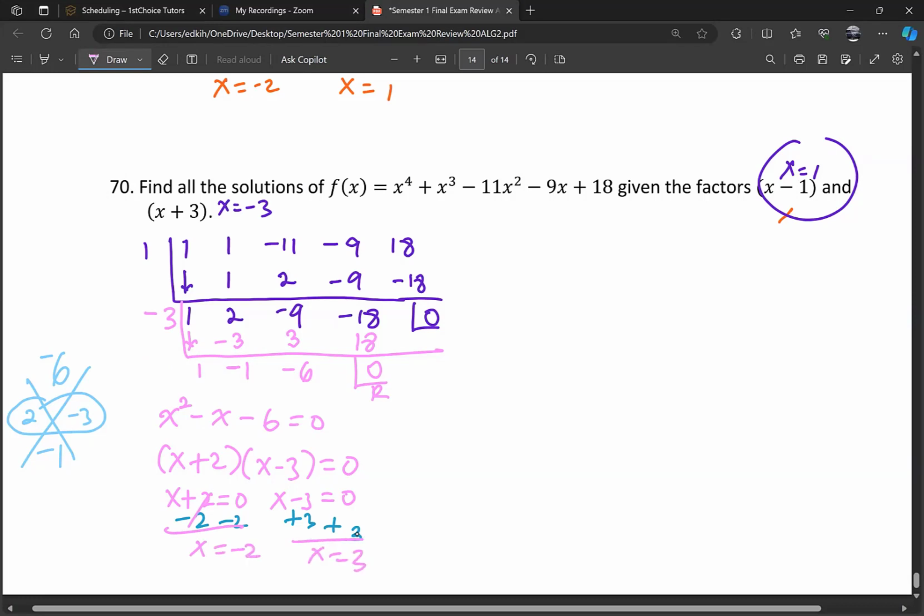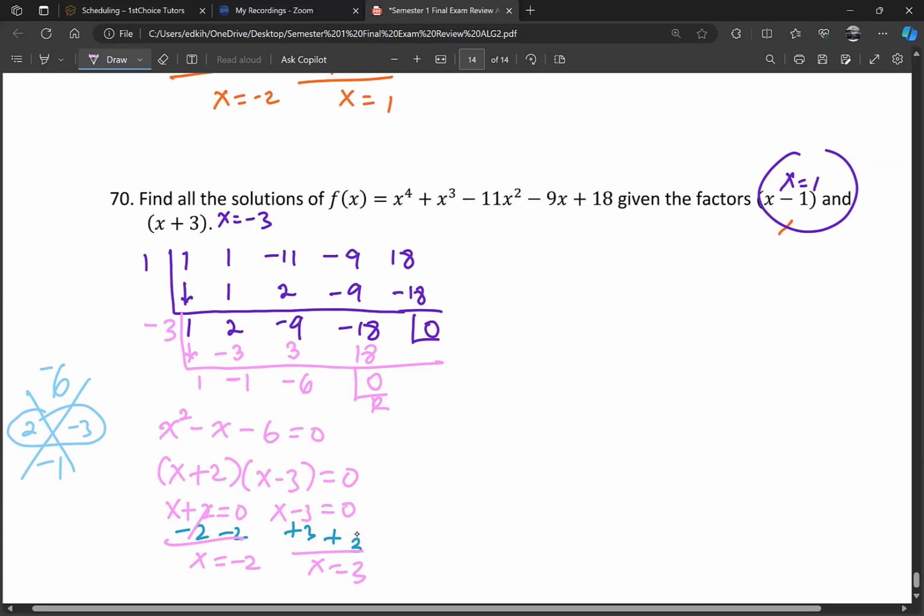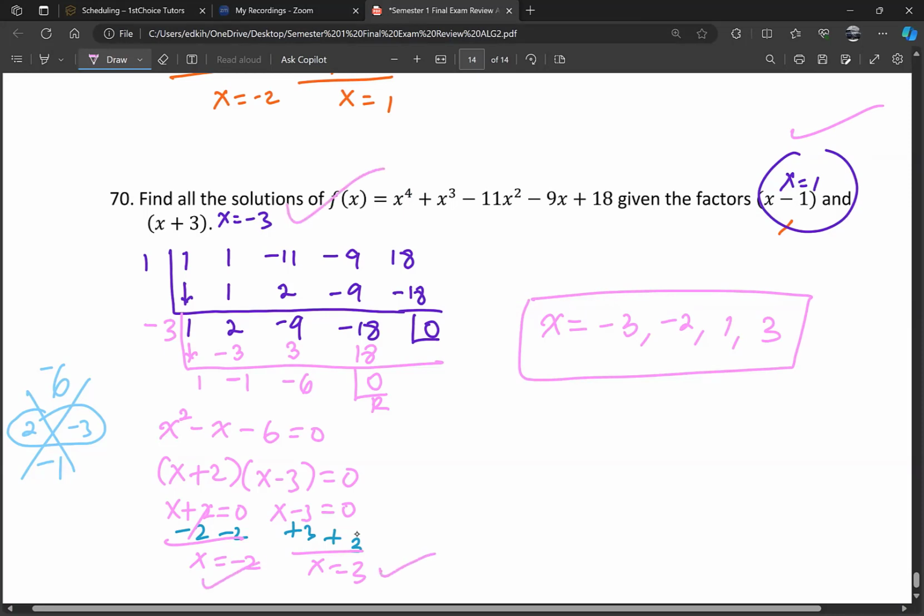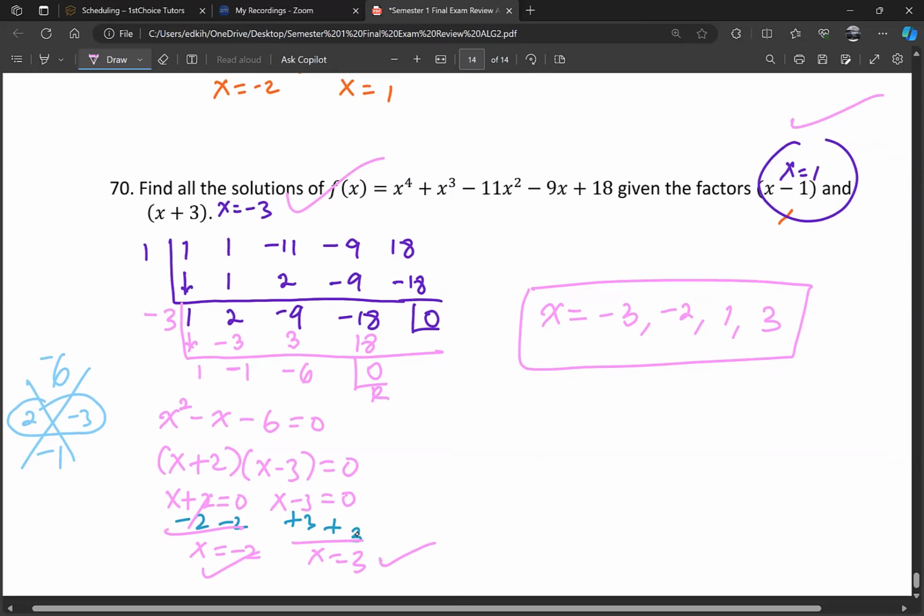So to write the final answer here, just find all the zeros. I'm going to say x, and I'm going to list them all. I'm going to write them in order from the smallest one to the greatest one. You don't have to do that, but I like doing this. So the -3 is our smallest one. Then we go to -2. Then we have a 1. And then we have a 3. Those are all the answers that we have. x is -3, -2, 1, and 3. And that, friends, completes this review.